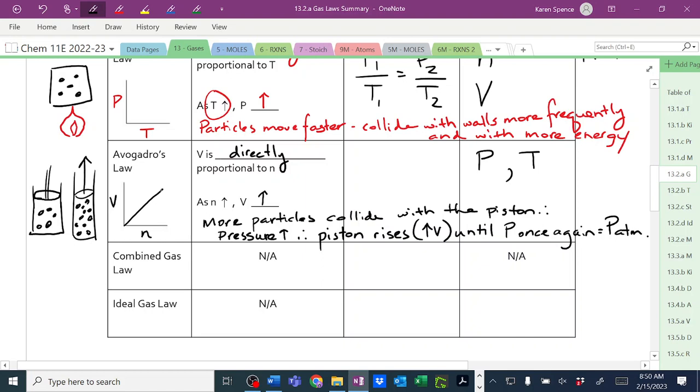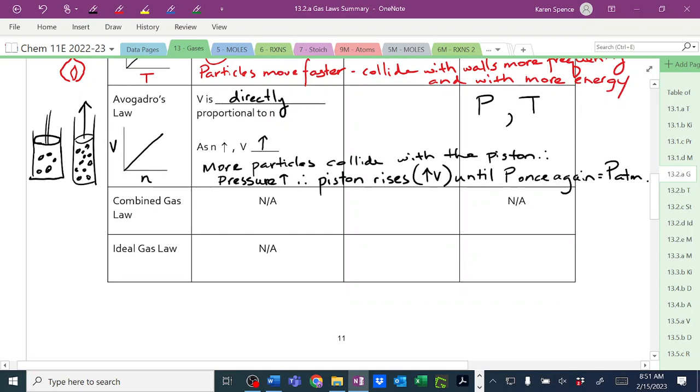Oh, I didn't draw my graph up here. That should go there. So basically everything is a direct relationship except for P and V, okay? Now, the combined gas law we're going to come to in a minute. Let's write our ideal gas law to start with. And we have PV equals nRT. This is given to you on your AP sheet.